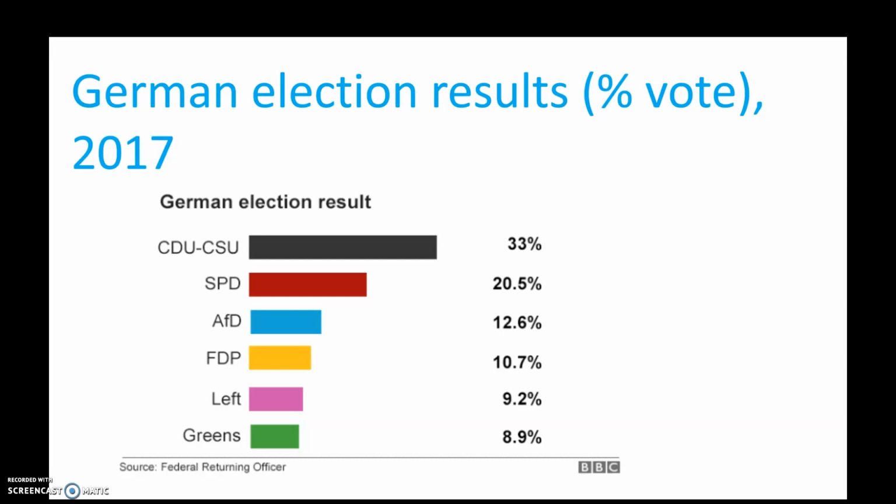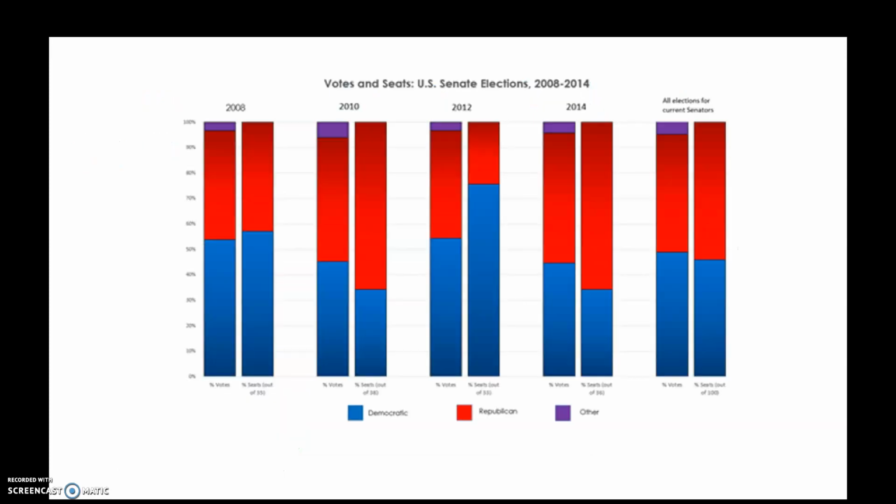Under Angela Merkel, the Left Party have been in coalition with the Right Party, and that's actually still in place today. They're so keen to avoid the AFD that Angela Merkel and the SPD have formed an unholy alliance together to form the German government. So again, Germany has a multi-party system.